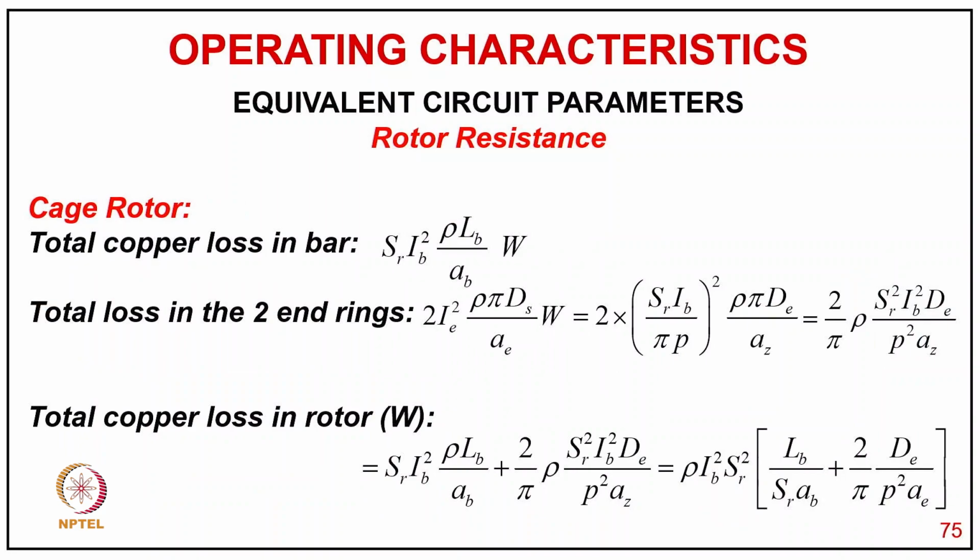So now coming to the total copper loss in the bar, Sr Ib square rho Lb upon Ab in watts, and the total loss in two end rings, that is 2 I square rho pi D upon Ae, equal to 2 Sr Ib pi p square into rho pi D De upon Ae, that is 2 upon pi into rho Sr square Lb square De upon rho square P square into Ae. So the total copper loss in the rotor will be Sr Ib square rho Lb upon Ab plus 2 upon pi rho Sr square Ib square D upon P square Ae, equal to rho Ib square Sr square in bracket Lb upon Sr Ab plus 2 upon pi D pi square A.